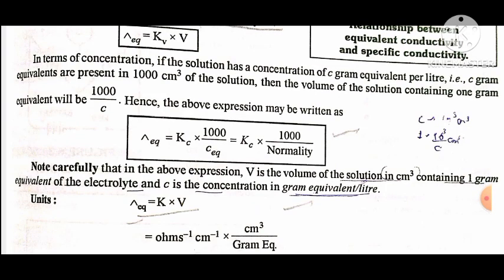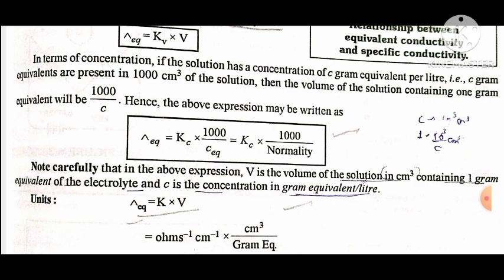In terms of concentration, if the solution has a concentration of C gram equivalents per liter, that is, C gram equivalents are present in 1000 centimeter cube of the solution, then the volume of solution containing 1 gram equivalent will be 1000 by C. Hence the above expression may be written as lambda equivalent is equal to K times 1000 upon C, that is, K times 1000 upon normality. Note carefully that in the above expression, V is the volume of solution in centimeter cube containing 1 gram equivalent of the electrolyte and C is the concentration in gram equivalents per liter.